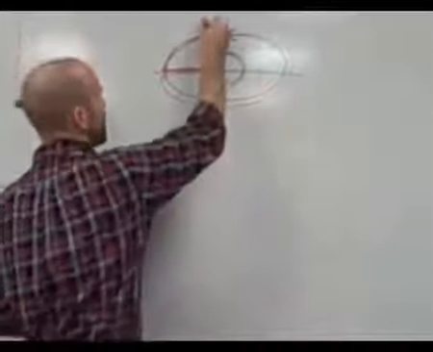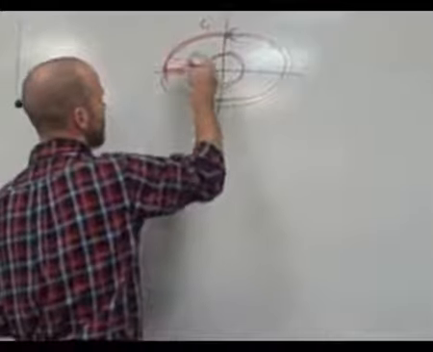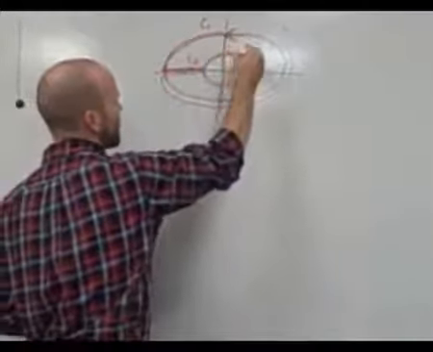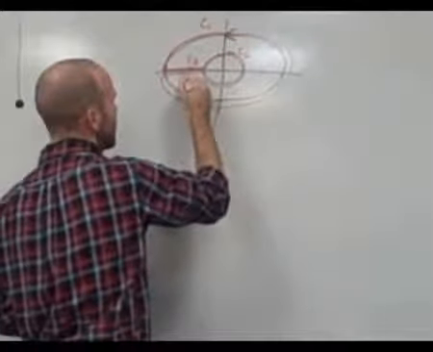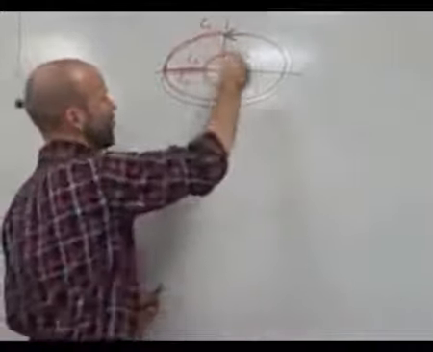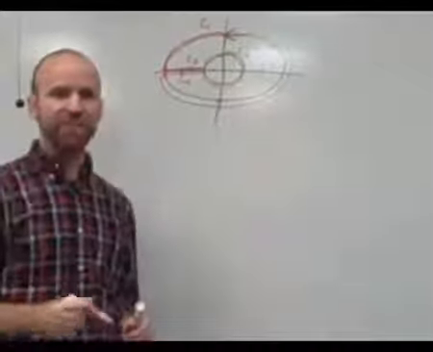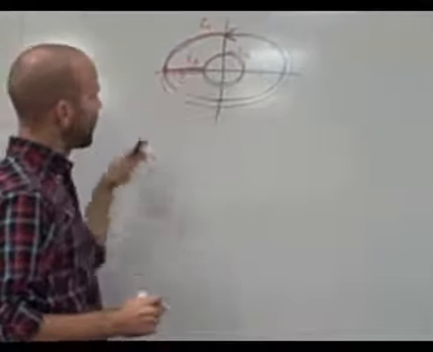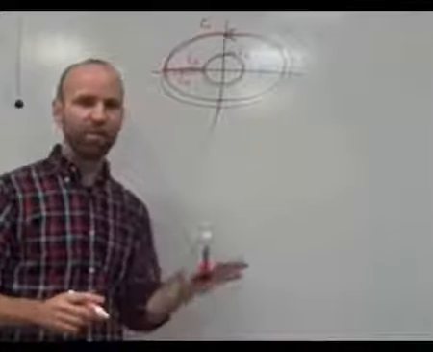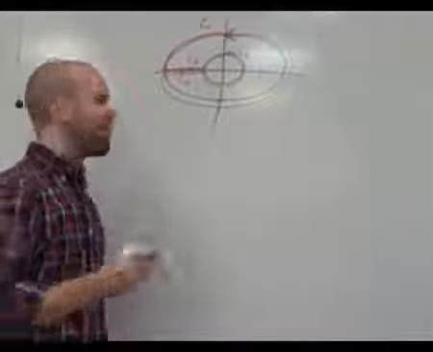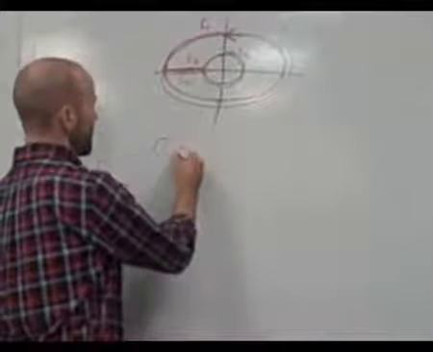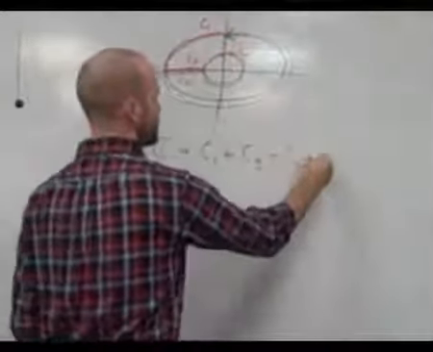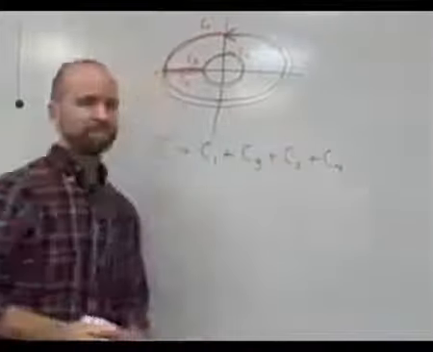So let me call this part of the trip C1. Let me call this C3, this C2, and this C4. I'm going to use C1 and C2 for the two curves that actually make up the boundary of my region. But I'm going to introduce curve 3 and curve 4 to make this a simple region. So it turns out my boundary curve for this region is C1 plus C3 plus C2 plus C4.